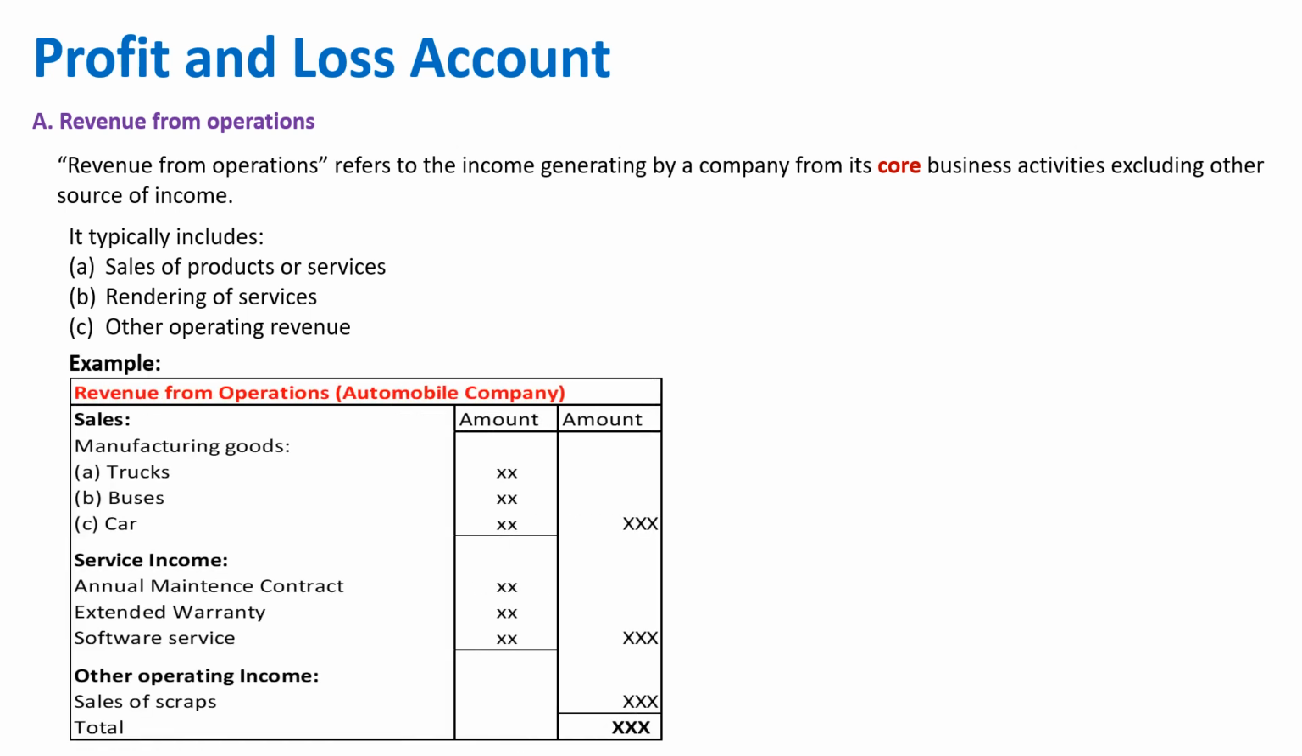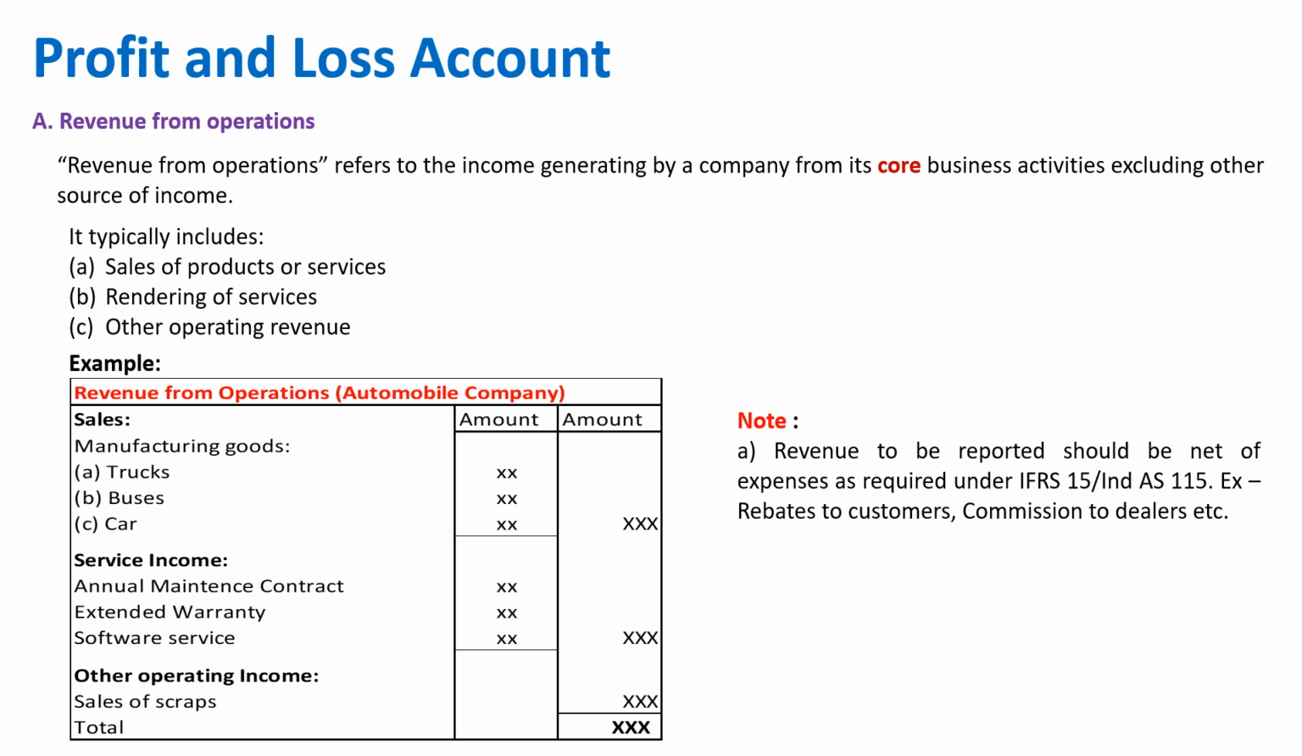Now let's see one example. If you're taking an automobile company, what will be reported under revenue from operations? Sales, so you will have manufactured goods, it could be trucks, buses, cars. Service income like AMC, extended warranty, any software services given to dealers, right? Those will all be your revenue from operations. Now, whether scrap sales will be part of the operating income, the answer is yes, because scrap sales come out of the manufacturing, right? When you're doing manufacturing, certain items will be scrapped, and when you sell that, that also will be considered as other operating income.